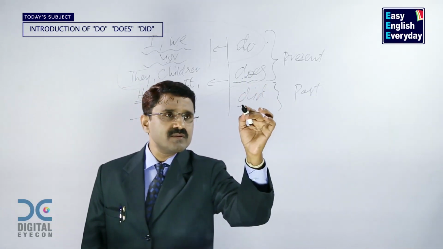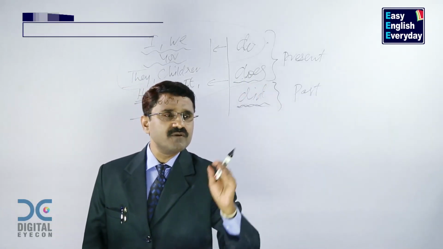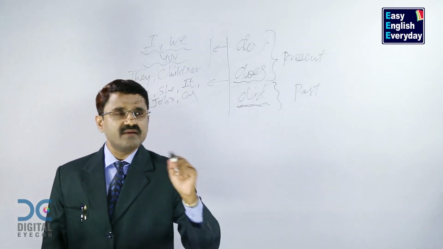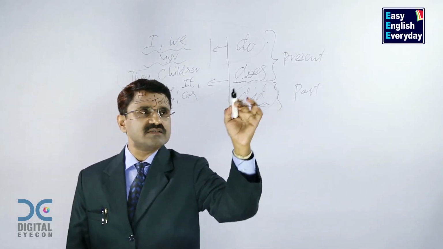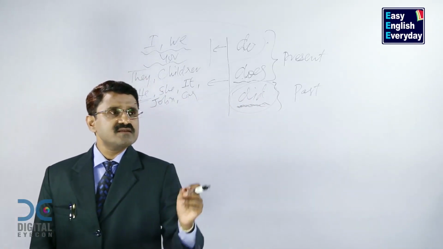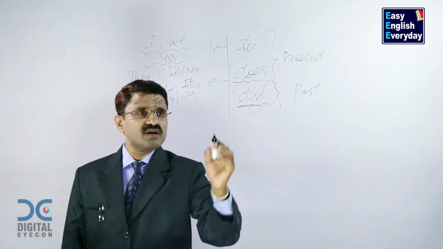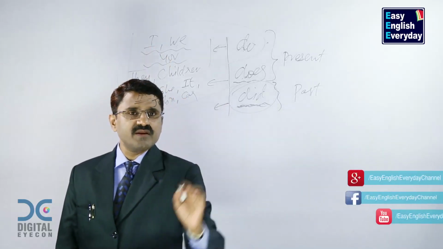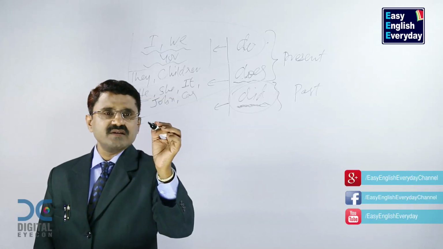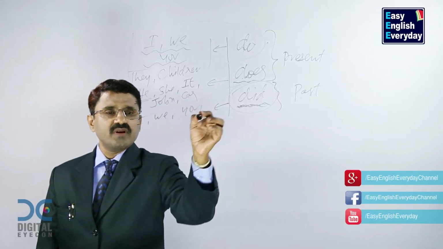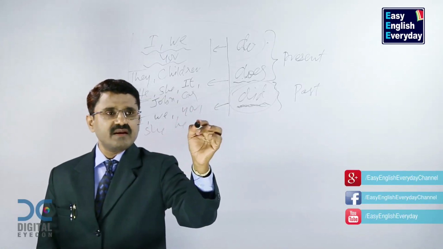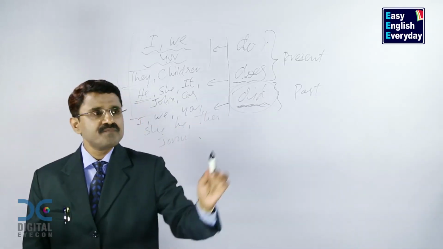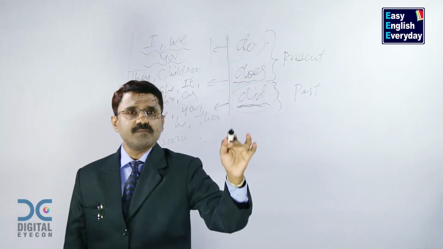Now what about this small, young, beautiful, sweet little three-lettered word, D-I-D, did? He's so accommodative, so nice, so soft-spoken, so gentle that he goes with all these people. He does not believe in any discrimination. I did, we did, you did, she did, they did, James did, children did. Did goes with all the nine people.